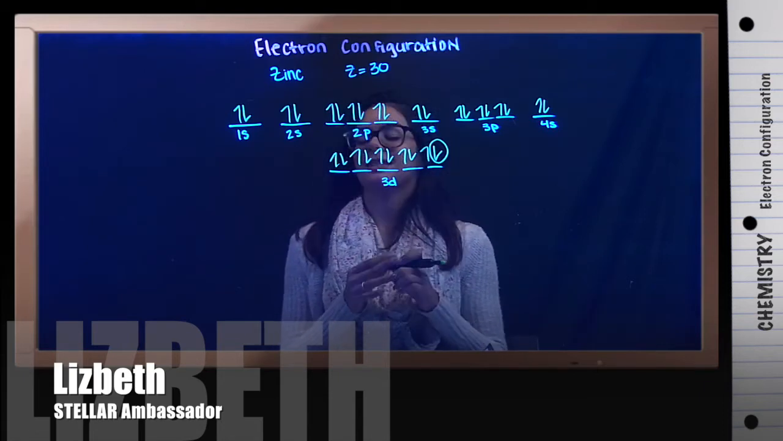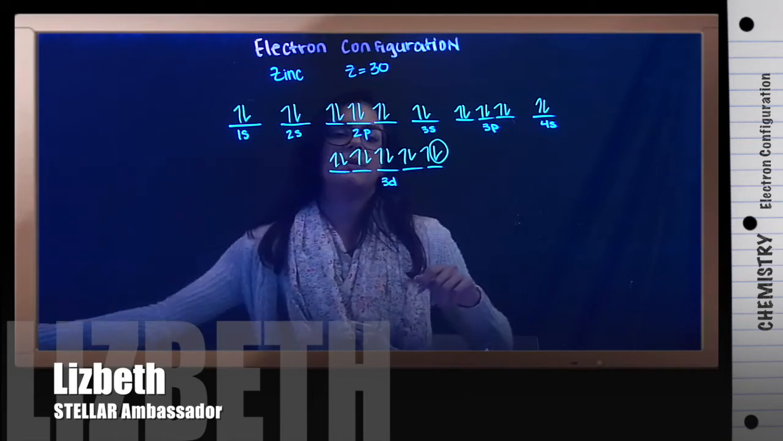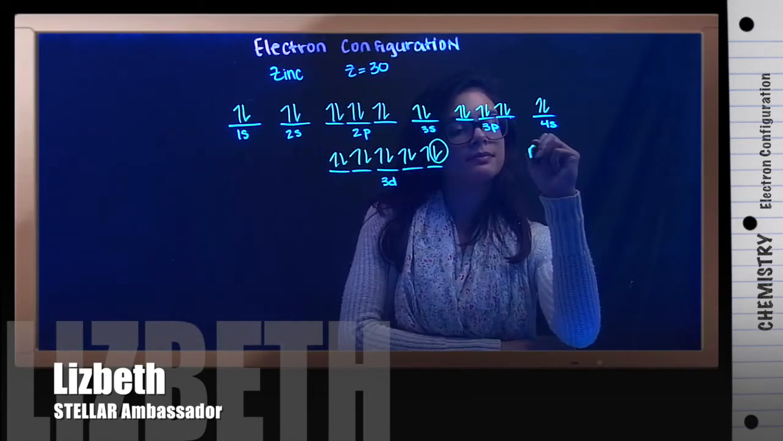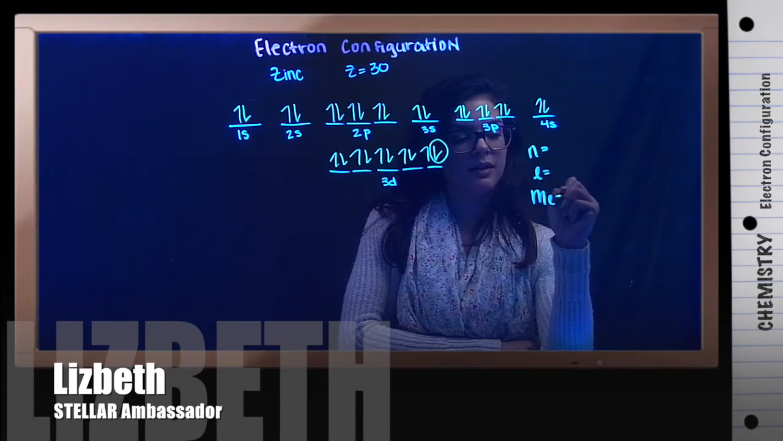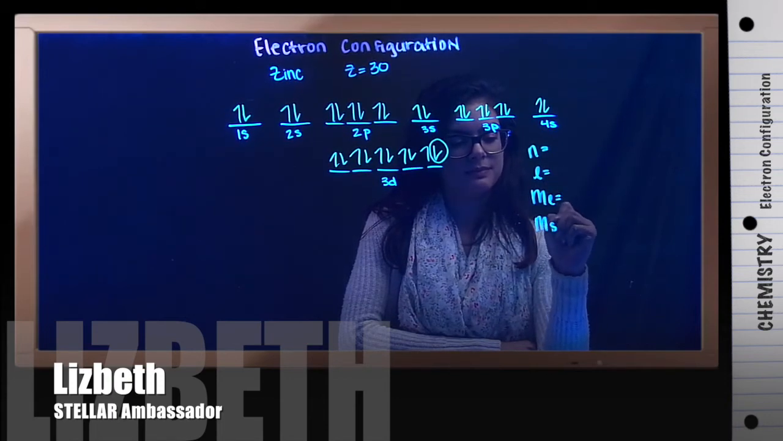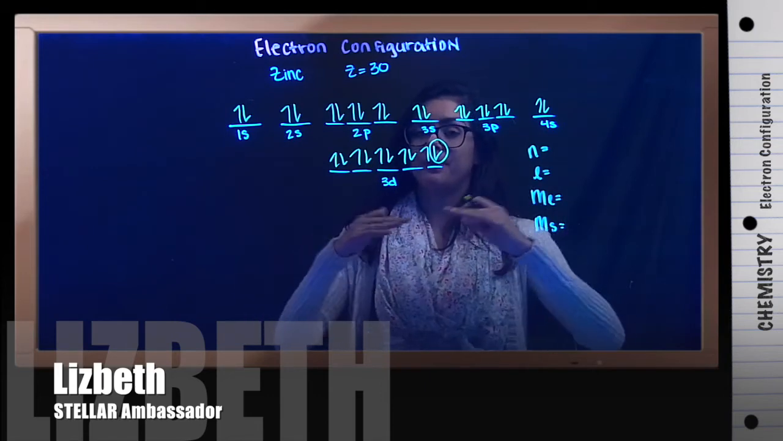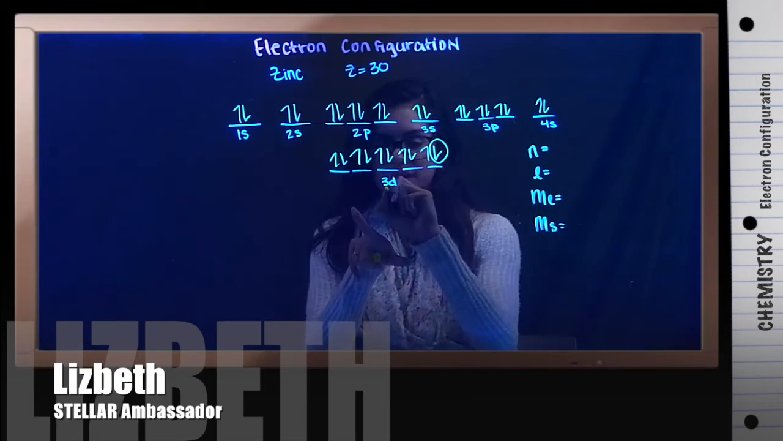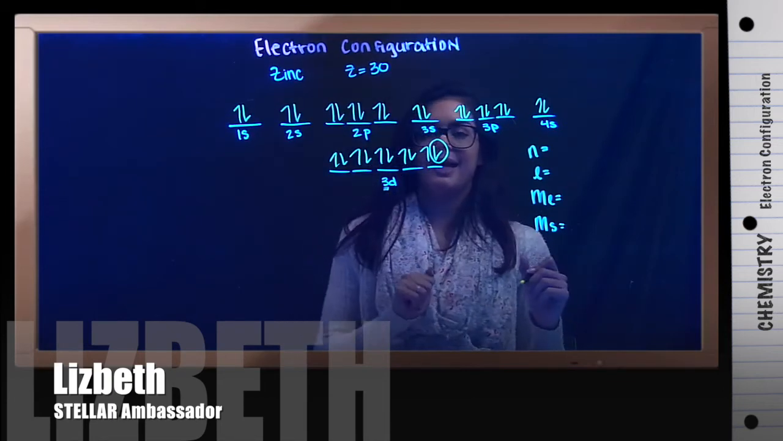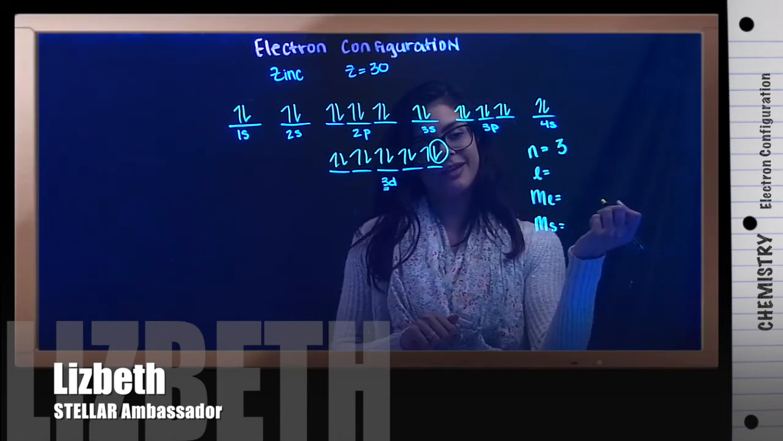So let's go ahead and do that. There are 4 quantum numbers. We have n, we have L, we have M sub L, and we have M sub S. To find n, we just have to locate what period or what row the element is on. This number right here is going to be my n number. So 3 is going to be my n value.